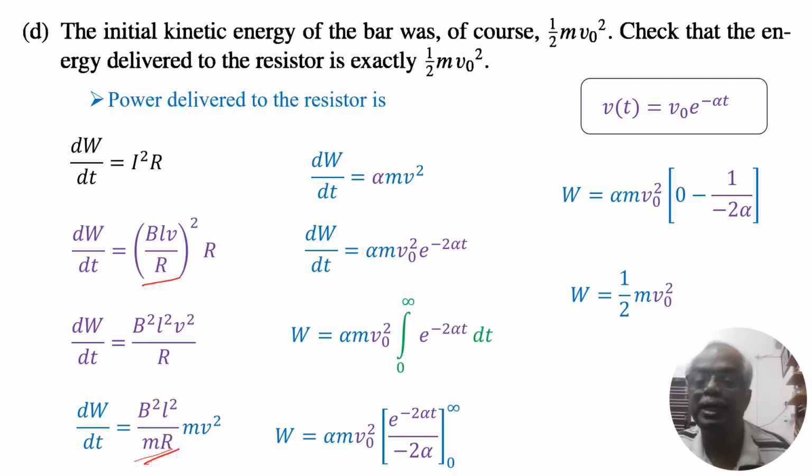Here the minus and minus become plus, and this alpha and this alpha get cancelled. So inside the bracket you have a half, and then you have half m v naught squared. Since we are integrating, the left hand side becomes the work done. So we have exactly proved that the energy delivered to the resistor is exactly half m v naught squared.